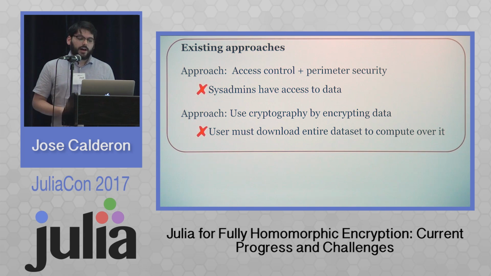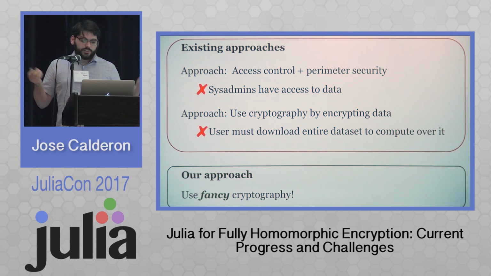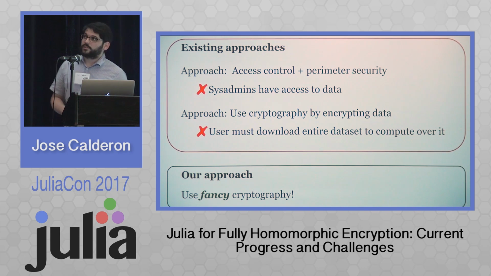So currently, the way people deal with security is you have access control, you have perimeter security, and then also you have encryption. The problem with encryption is sometimes you have to decrypt the data to make it useful. And then when it's in plain text, it's just as vulnerable. So what are we going to do? We're going to use some fancy cryptography to solve this problem, because fancy cryptography can be fun.